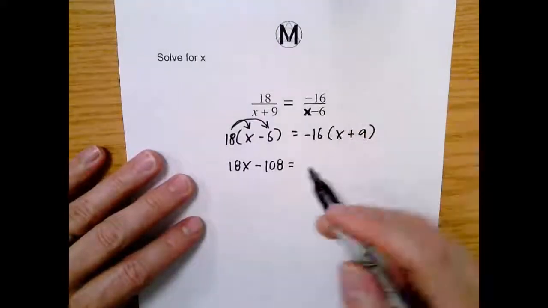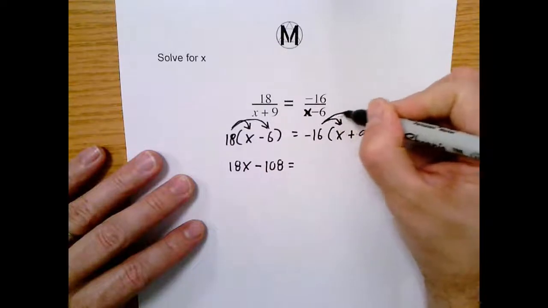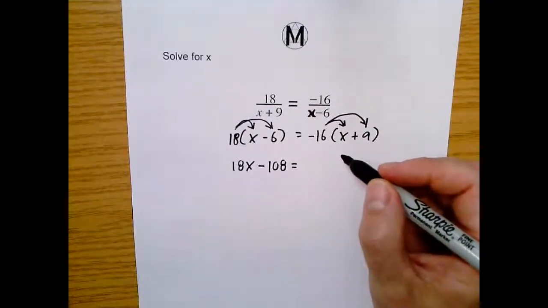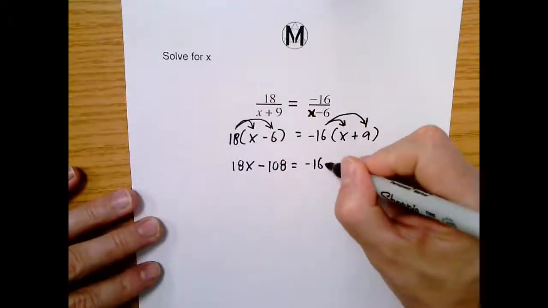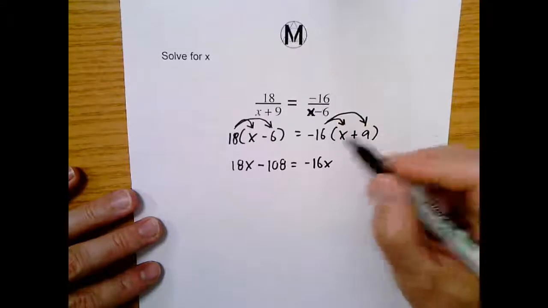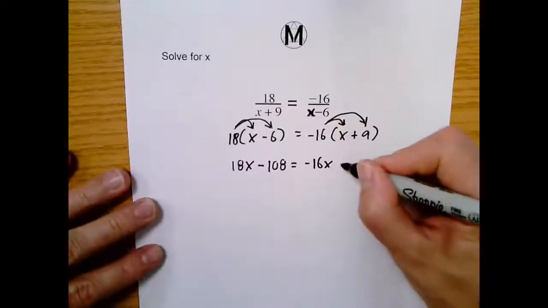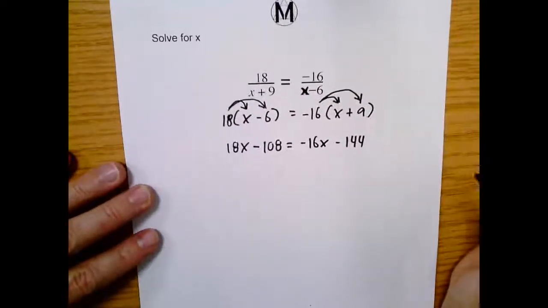Now we do the same pattern over here, distribution. So I distribute like this, and I'm going to distribute like that. Negative 16 times x is negative 16x, and negative 16 times 9 is negative 144. All right, we're cruising.